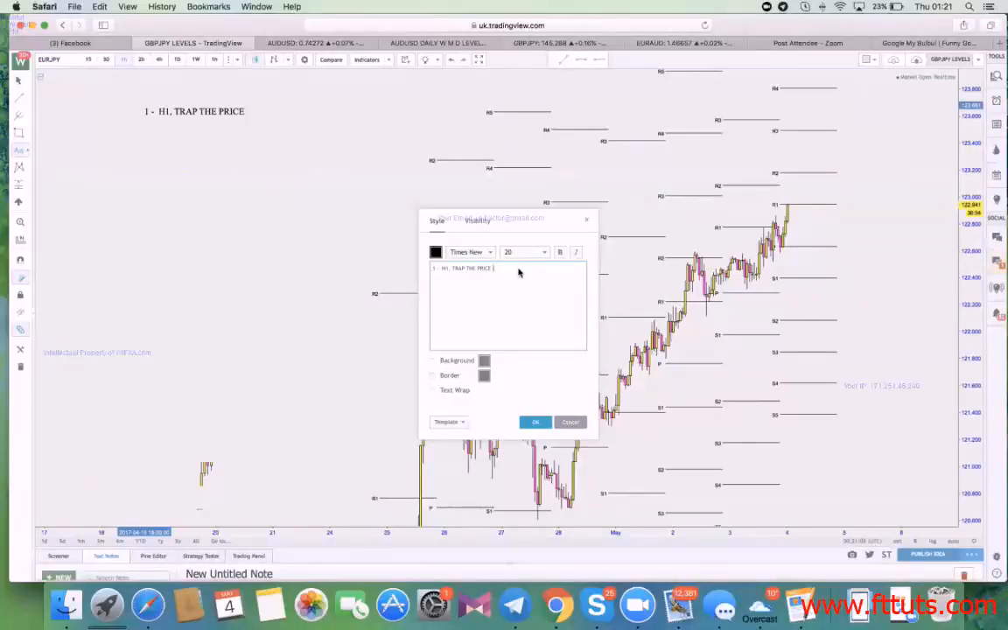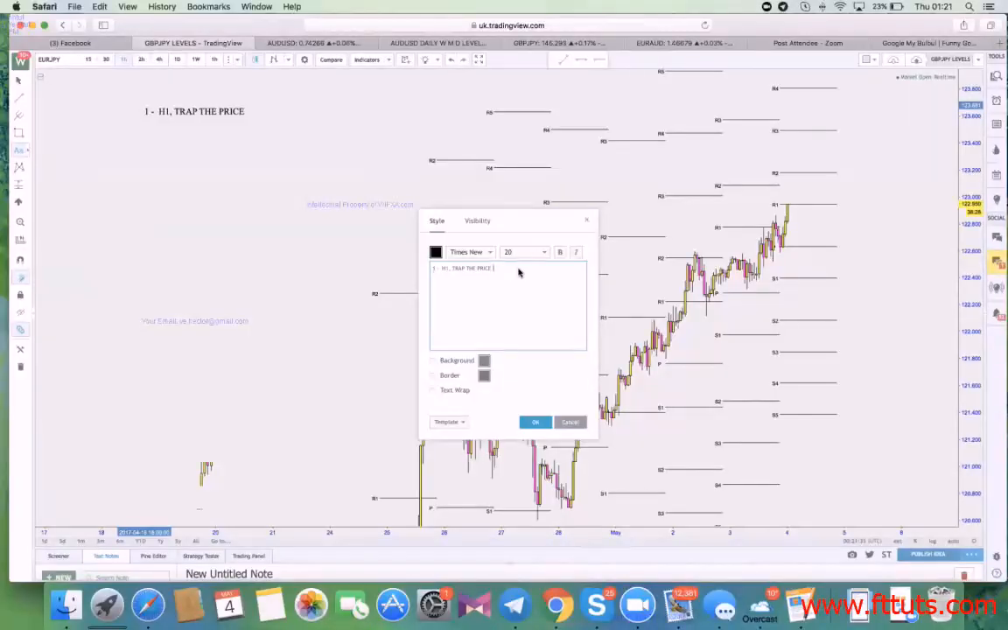Now, guys, let's consider the question of why we trap the price on H1, not on 15 minutes, even if you're trading 15 minutes or 5 minutes. It's just because H1 is a zoom out of the shorter time frames, and it's easier for you to see the bigger picture while trapping the price. Make sense, guys? Everybody understand?